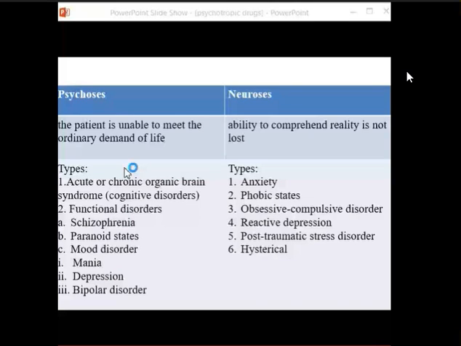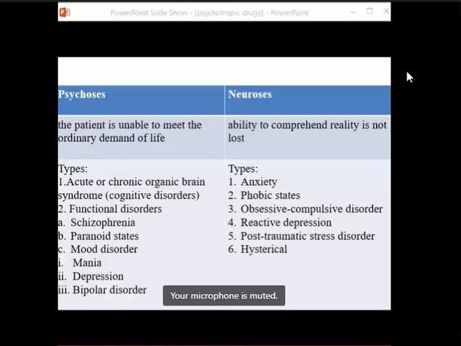In neurosis, there is no loss of the patient's ability to comprehend reality, like anxiety. Then phobia, a feeling of fear. Then obsessive compulsive disorder, a mental illness with repetitive thoughts, which is the obsessive part, and compulsive means performing repeated actions. That is obsessive compulsive disorder. Then there is reactive depression.